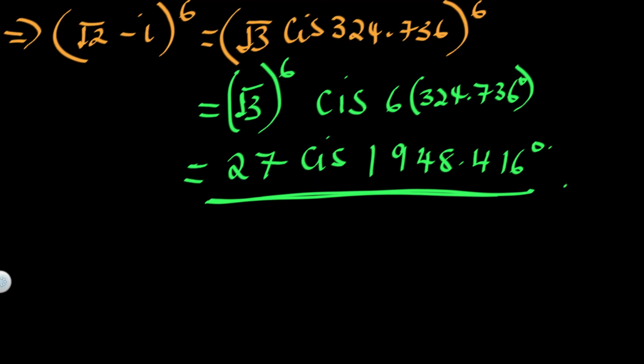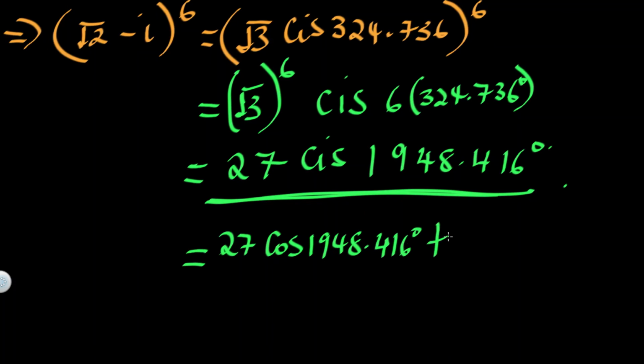If you want to convert it to rectangular form, you can. You just know that this means 27 cos 1948.416 degrees, plus 27 i sine of 1948.416 degrees. This is all you do. Just punch in your calculator to get the real part here.